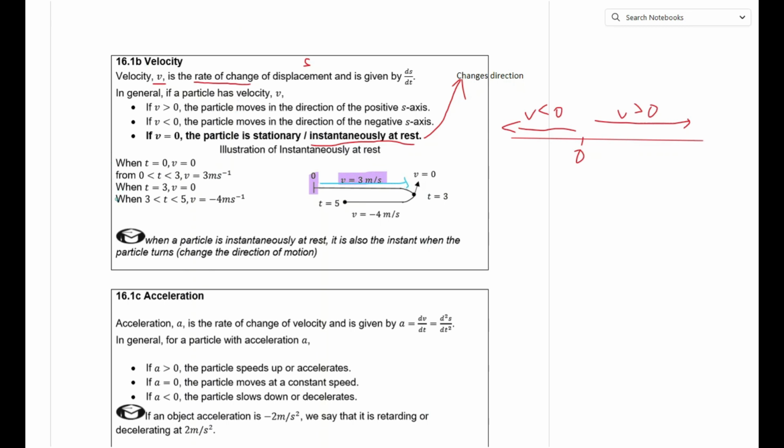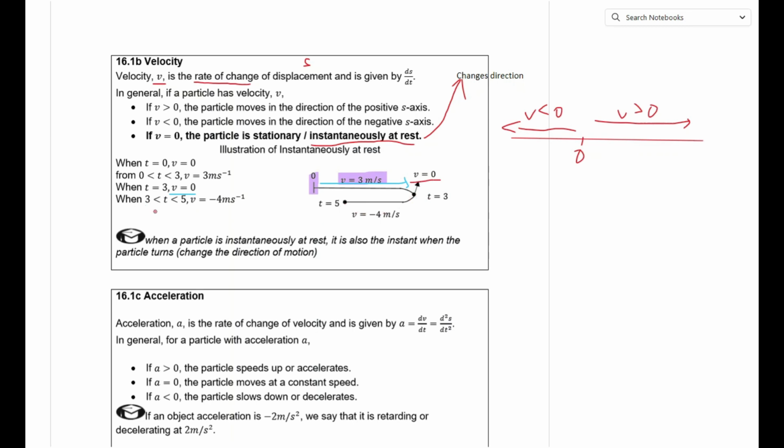So this means that the particle is moving in the direction of the positive s-axis, therefore in this direction. Afterwards, when t equals 3, v equals 0. So this v equals 0 means that the particle is instantaneously at rest, which means at t equals 3, the particle is changing directions. So at this point, v equals 0, and you'll see that the particle later changes directions.